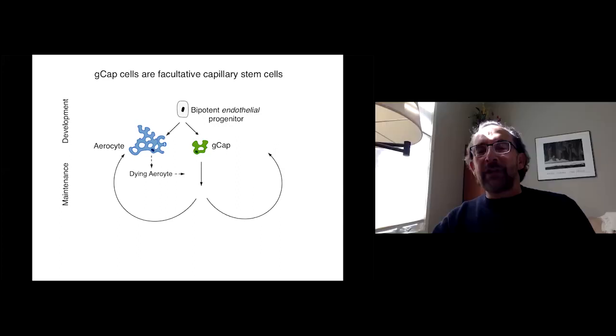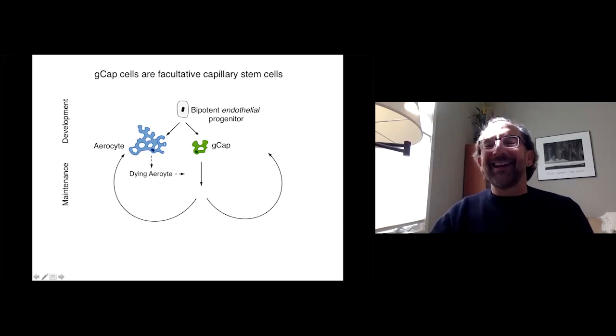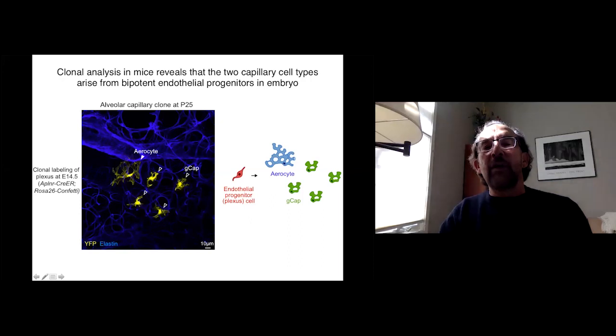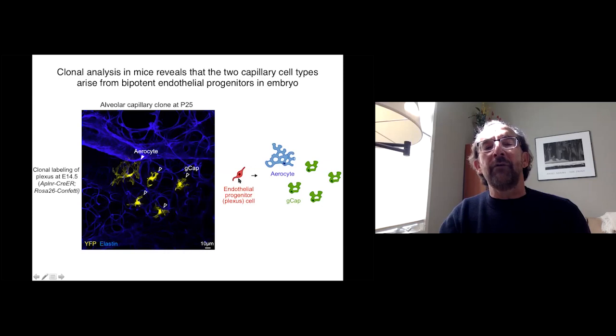Okay, great. Let me just thank you for that, Bruce. Greatly appreciate it. So the other thing that's very similar is that both the GCAP cells and the aerocytes arise from a bipotent progenitor, and that at the end of embryonic and neonatal life, the GCAP cells take over the progenitor function. And you can show the development from a bipotent progenitor, because you can label, at least in mice, individual progenitor cells in the alveolar plexus, and show, if you wait a month or so later, that individual cell has proliferated to give multiple cells, as shown here, one of which is an aerocyte, and the others are all GCAP cells.